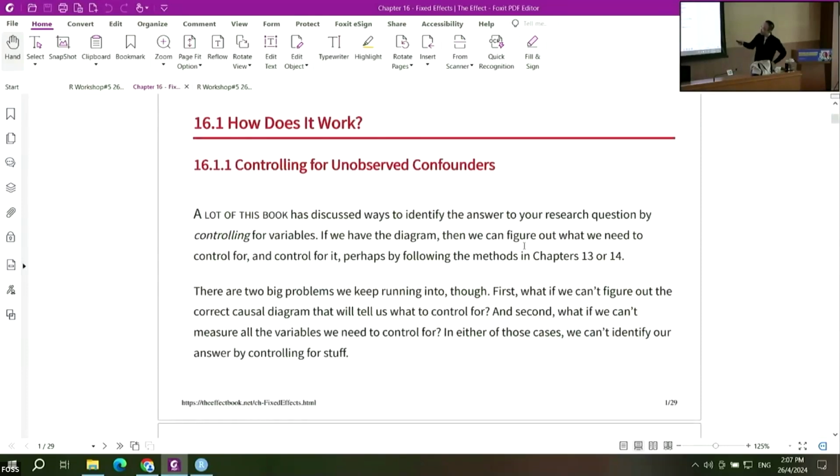So there are 2 big problems that we ran into when we are doing this kind of controlling for the unobserved confounder thing. First, oftentimes, we can't figure out the correct causal diagram that will tell us what to control for. We don't know what to control for. This is a classic problem, okay?